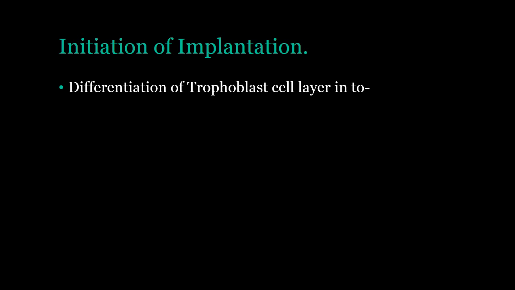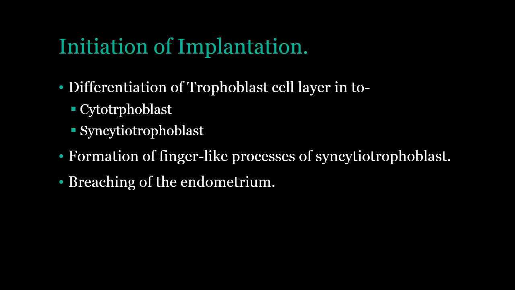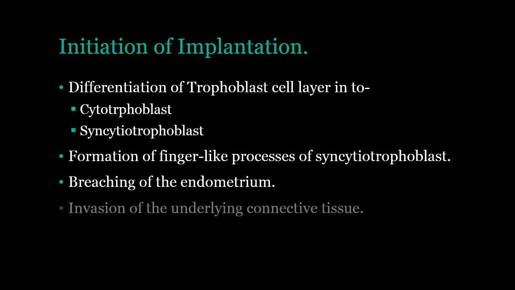The process of implantation begins when the trophoblast cell layer, which is the outermost cell layer of the blastocyst, comes in contact with the endometrium, which is the epithelium of the uterus. Upon contact or adhesion, the trophoblastic cell layer differentiates into cytotrophoblast and the outer syncytial trophoblast. Finger-like cellular processes on the surface of the syncytial trophoblast develop. These penetrate or breach the endometrium and invade further deep into the underlying connective tissue.